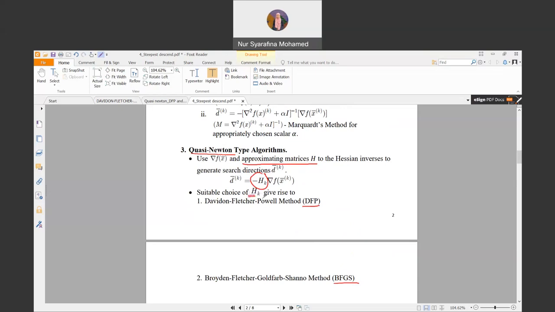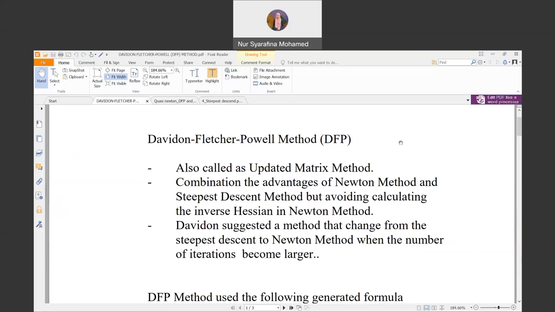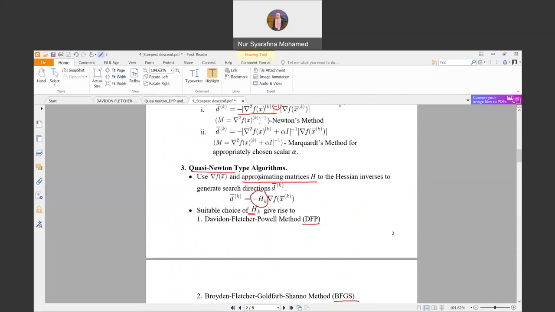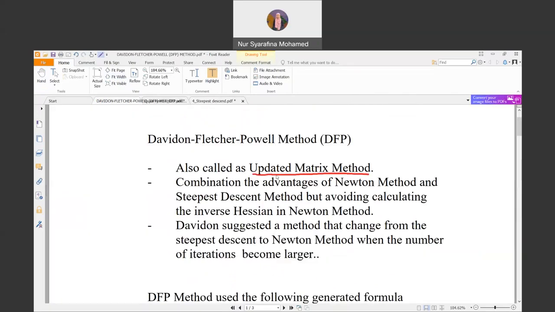Okay, so now let's proceed with the Davidon-Fletcher-Powell method. DFP stands for Davidon-Fletcher-Powell. We also call it the updated matrix method. Why? Because we always need to update the matrix value. H here is an approximate matrix, so we have to update it. That's why it is also called the updated matrix method. It combines the advantages of Newton and steepest descent, but avoids calculating the inverse Hessian.